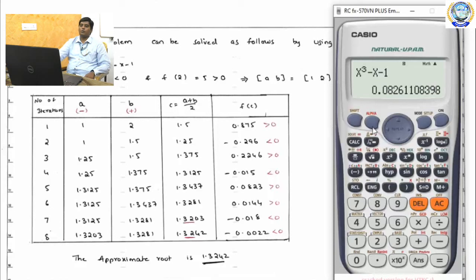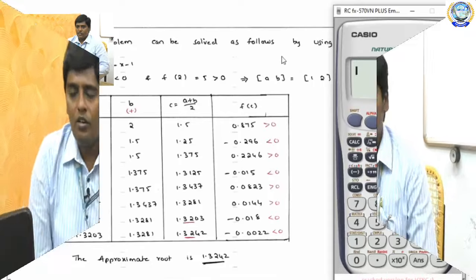Before going to the next problem, let us clear this. Shift, clear, 3, equal. While watching this video, if you have a calculator, keep it within your hand and do along with me. So what I am doing, do along with me. Then you will get a better experience. If you have any doubt, just pause the video and go through once. Okay. We will move on to the next problem.